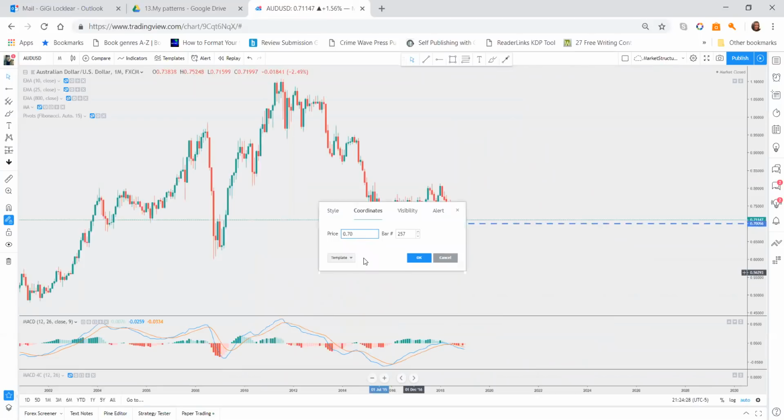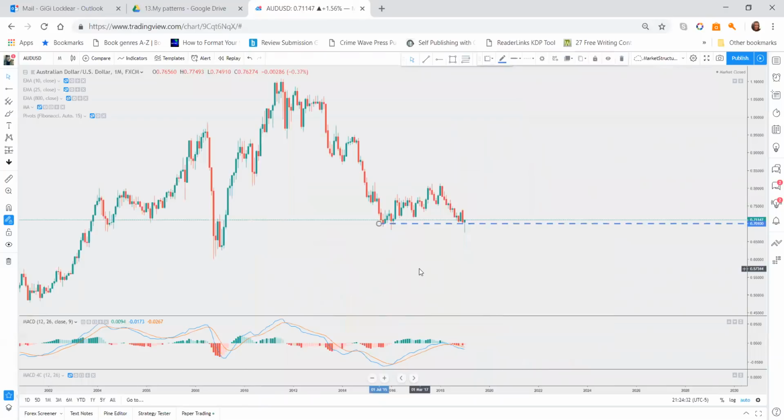Let me try 701. Look at that doji. Oh, that's so sexy. Right there, right? Oh, she's sexy. That's sexy. And we could put another one. This has been trading in this zone for a while. 8030. Let's see.